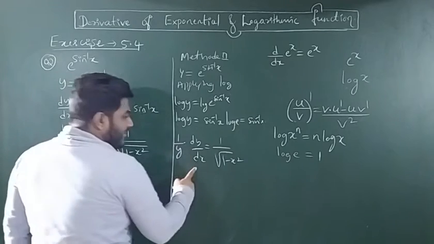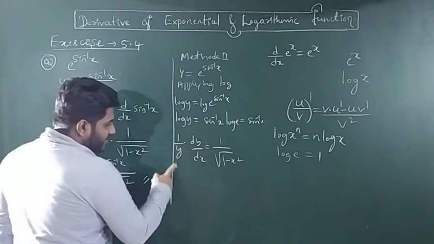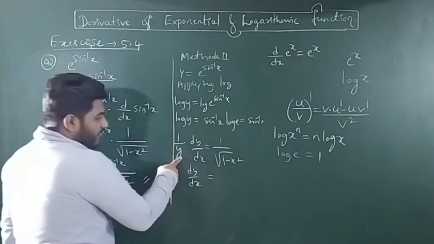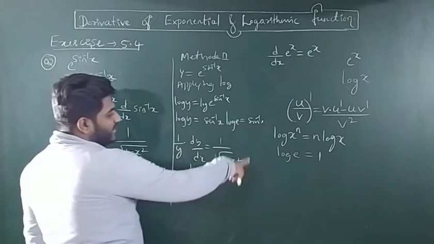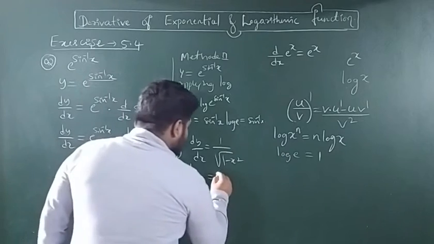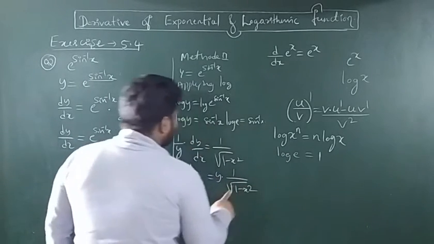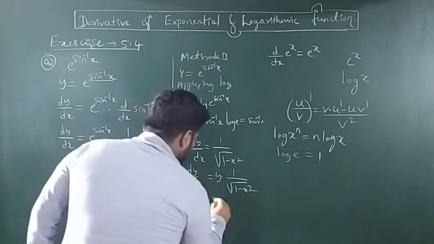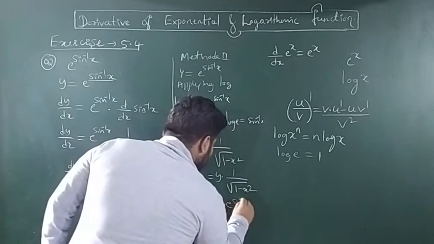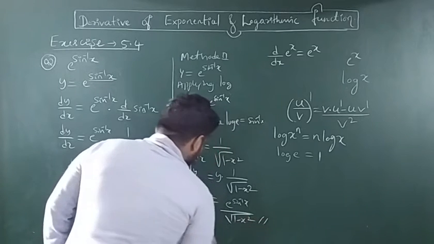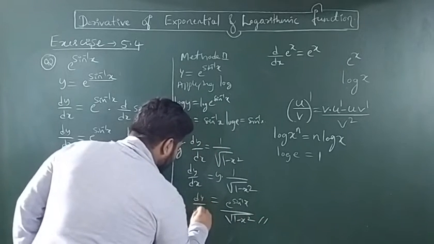So here dy by dx is there, 1 by y is there. You take this side, dy by dx equal to, here y is on the dividend side. When it comes to this side, it becomes numerator. So y into 1 divided by square root of 1 minus x square. What is y here? Put this value here: e raised to sine inverse x divided by square root of 1 minus x square. So this is your dy by dx.